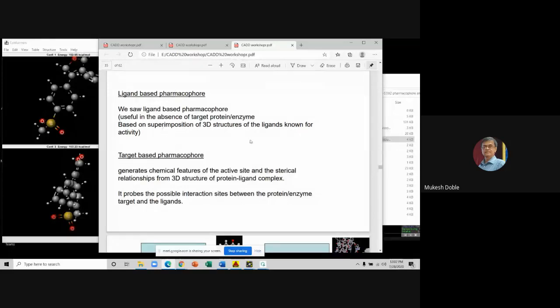So here we superimpose the 3D structures of all the ligands known for some activity. Here in my example, I showed you cyclooxygenase 2 activity. So we can look at several activities. If you are designing molecules for angiotensin converting enzyme, ACE, which is involved in hypertension, look at those drugs, superimpose them and try to find some common features. Like that, you can look at different types of pharmacophore.